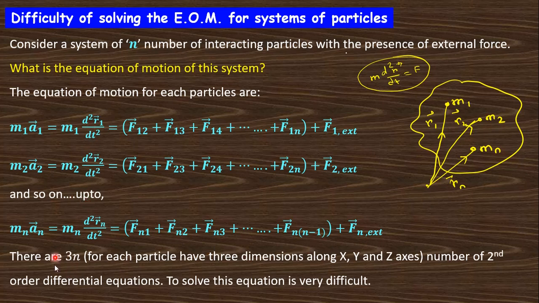So there are 3n second order differential equations, because in this r1 there are 3 components x1, y1, z1. So in this equation you will get 3 differential equations, and so in these n equations you will get 3n second order differential equations. To solve these 3n second order differential equations is very clumsy, right? This is not done easily, this is very difficult. So this is the difficulty of solving the equation of motion of a system of particles.